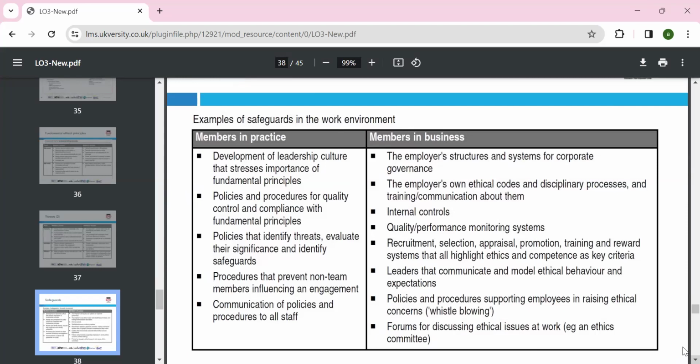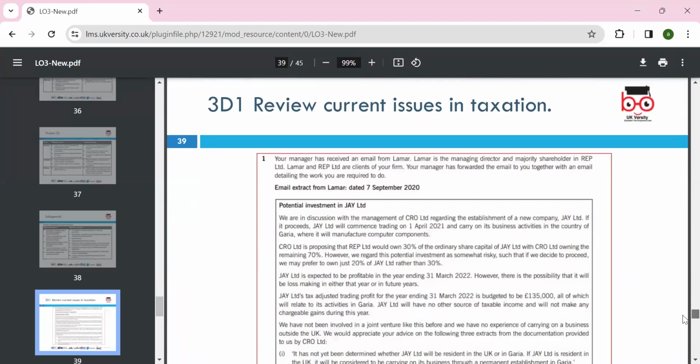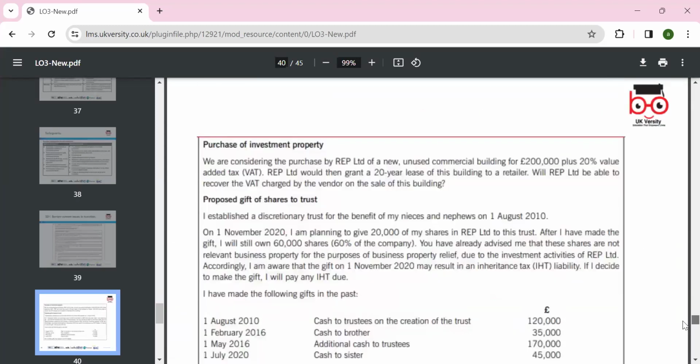Any questions, please? For a member in practice and a member in business, these ethics apply almost equally. It doesn't matter whether you're dealing with any professional bodies. And then there is the distinction criteria. We can pick any particular current issues in taxation and discuss them within our assignment. We've been given some issues here which we can look at and address.